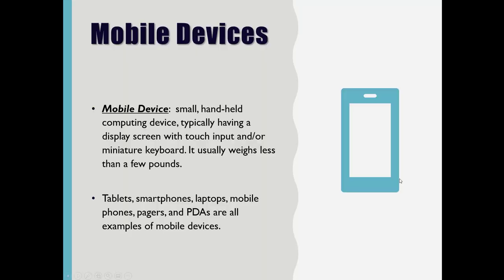So what is a mobile device? Well, we kind of just explained it and you probably know what that is or are able to identify one. It's a small handheld computing device, typically having a display screen with touch input or a miniature keyboard even. Most of them are all touch screen today, as you see more and more abandoning the keyboards. It usually weighs less than a few pounds or even a few ounces in these cases. Tablets, smartphones, laptops, mobile phones, pagers, PDAs, anything you can think of, video game systems that are mobile like the Nintendo Switch, all of those technically qualify as a mobile device.